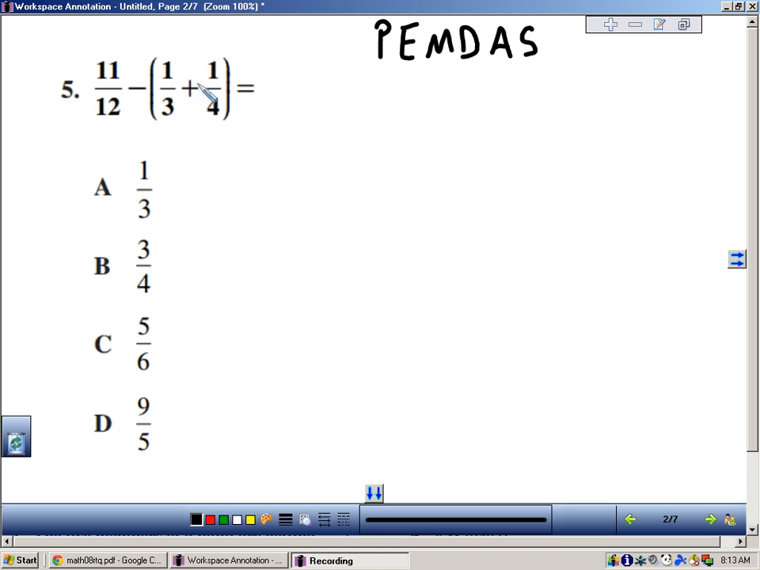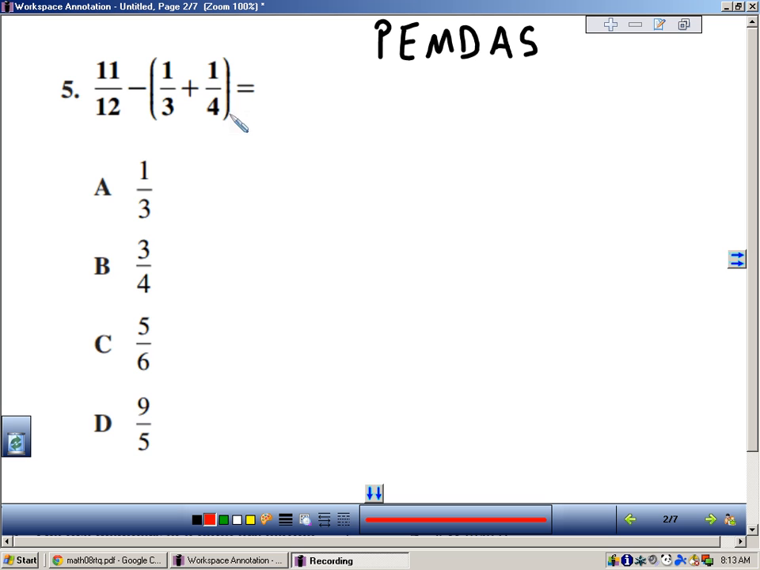So I've got my set of parentheses, so I'd like to add those quantities, 1/3 plus 1/4. I don't have a common denominator, so the denominators 3 and 4 can be made common by looking at a couple of facts. 3 times 4 is 12, and 4 times 3 is 12. And 12 is also the denominator of 11/12. So 12 would be the common denominator for all three fractions.